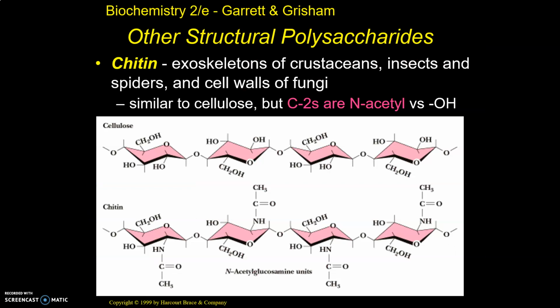Okay. All right. So what are some other structural polysaccharides? Well, chitin is a very common one. It's what makes up the exoskeletons of different crustaceans and stuff.